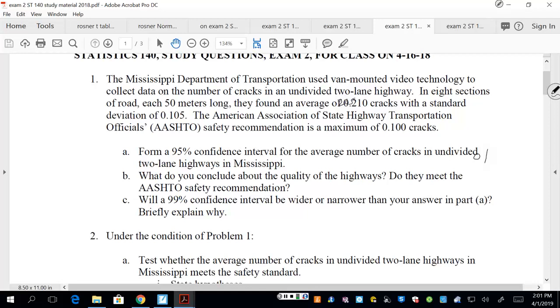And so they found an average of 2.10 cracks with a standard deviation of 1.05. They did this in 8 sections. Because it's talking about the average and standard deviation, it's going to be quantitative. So in this, n equals 8. The average of these 8, x bar, is 2.10. And then the standard deviation s is 1.05.